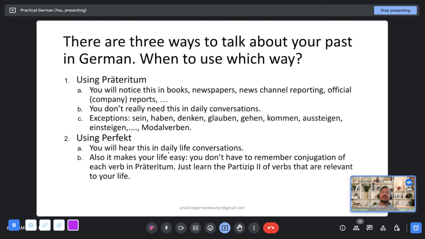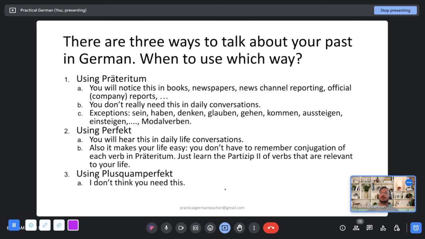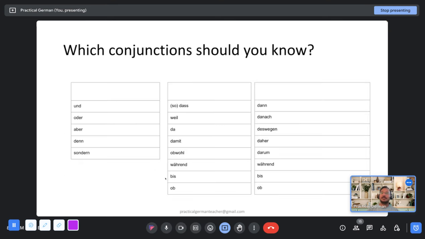Perfekt, you will hear this in daily life conversations. Also, it makes your life easy. You don't have to remember the conjugation of each verb in Präteritum. You just have to learn the participles of verbs that are relevant for you. Okay, questions? No questions. Plusquamperfekt: I don't think you need this. Once you are perfect with Perfekt, then move on with Plusquamperfekt. Not needed right now. So let's talk about conjunctions, guys. We are done with that.